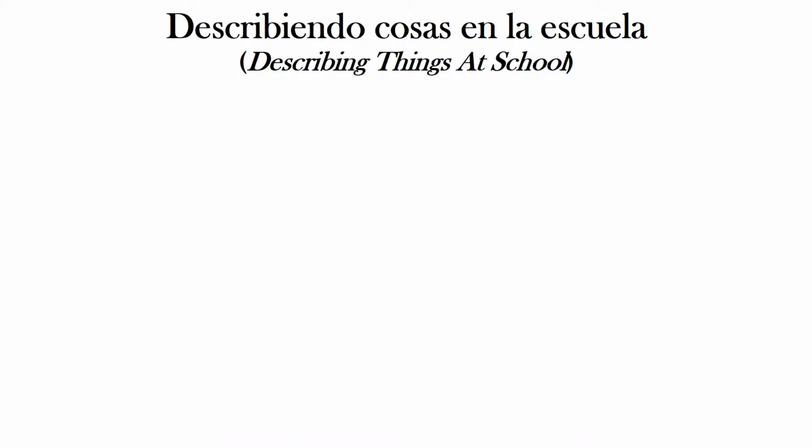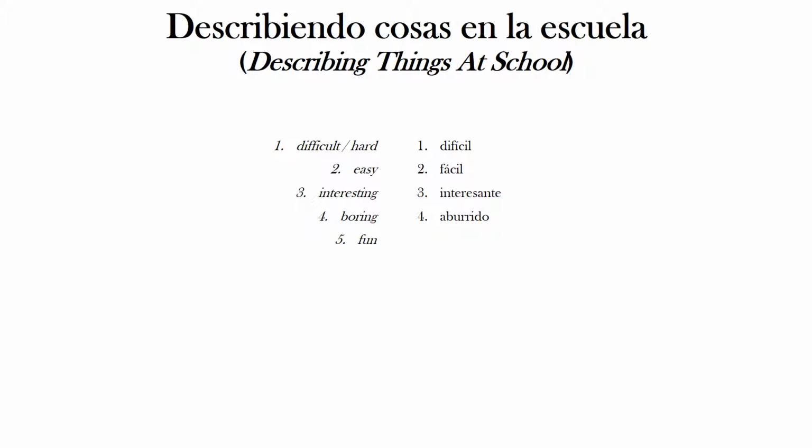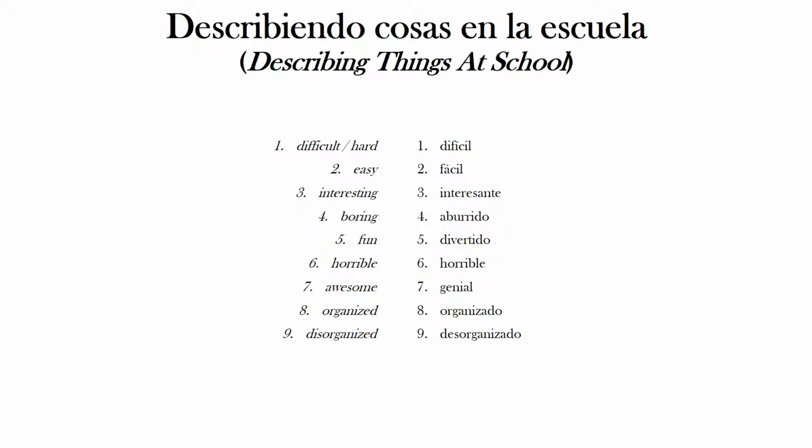Describiendo cosas en la escuela. Describing things at school. So when you're talking about classes and people: difficult, hard, difícil; easy, fácil; interesting, interesante; boring, aburrido; fun, divertido; horrible, horrible; awesome, genial; organized, organizado; disorganized, desorganizado.